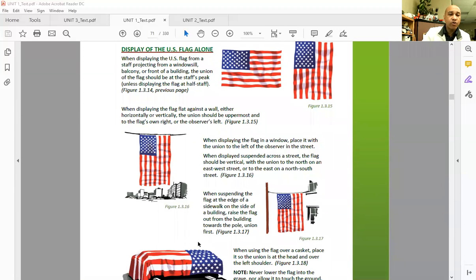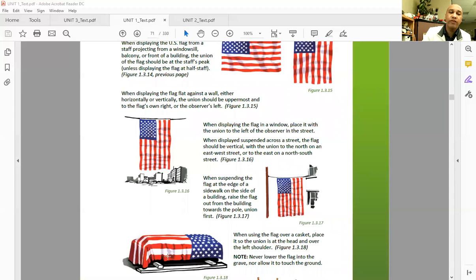I may ask you on this coffin, where's the head? Is it on this end or is it on this end? When it's over a casket, where is the person's head? You should be able to look at this casket right now and know where the feet are and where the head is. If you don't, you need to read. It's right here. I'm giving you the answer.